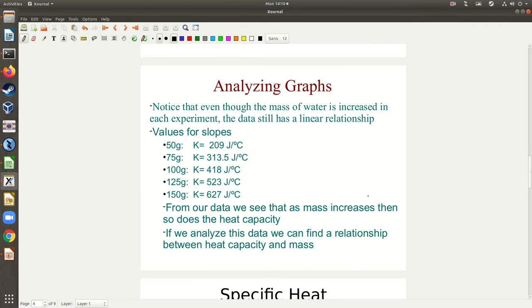Analyzing graphs. Notice that even though the mass of the water is increased in each experiment, the data still has a linear relationship. So you should get very similar values, 209, 313, 418, etc. Each mass is going to have a different heat capacity. So note that each mass has its own heat capacity.